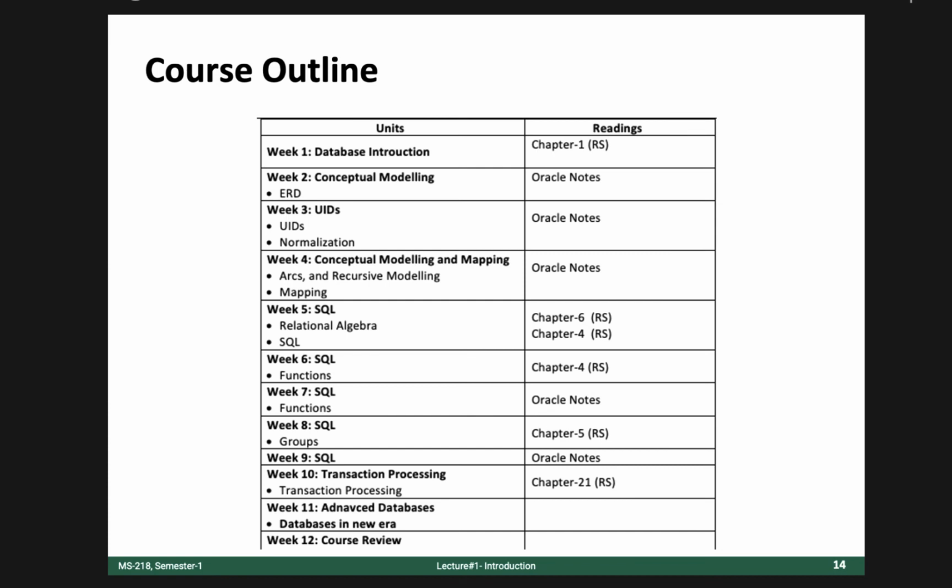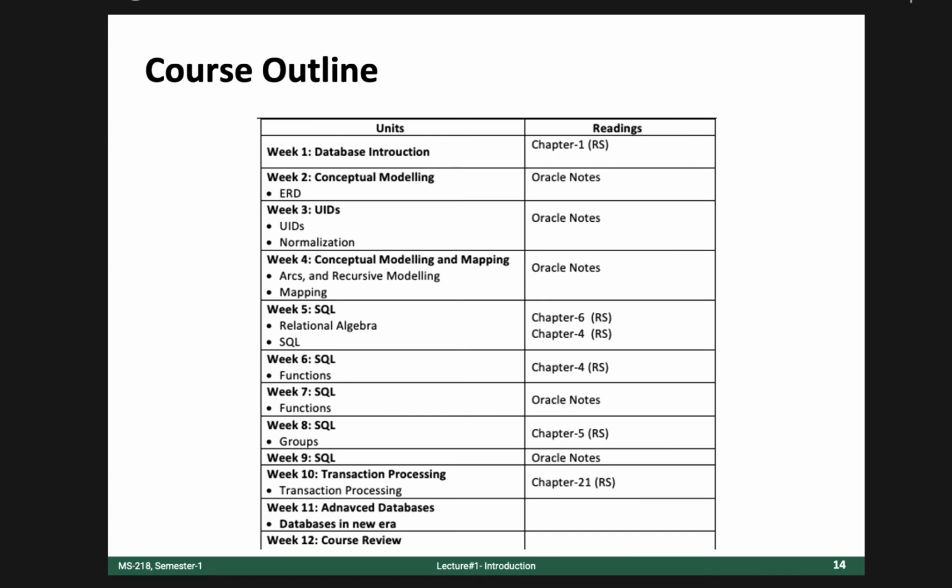Then in week 2, we will be discussing conceptual modeling. So what is conceptual modeling? You have to design your database just on paper. So this is conceptual modeling.